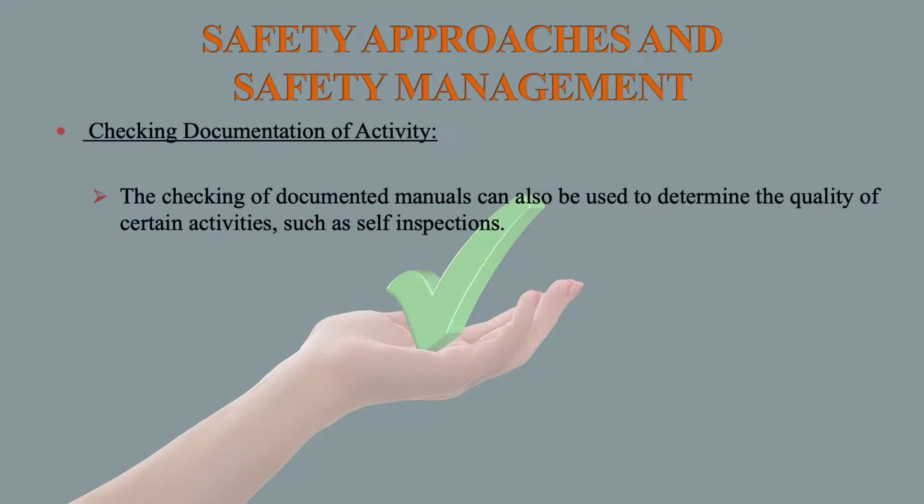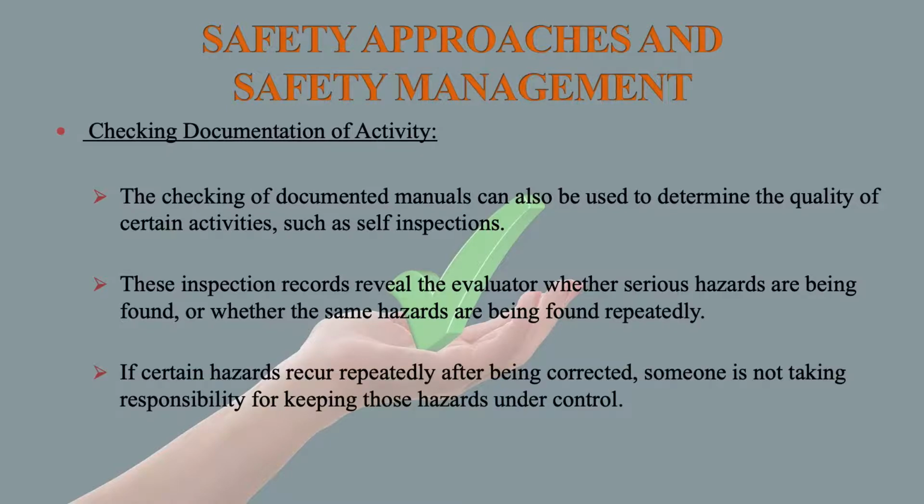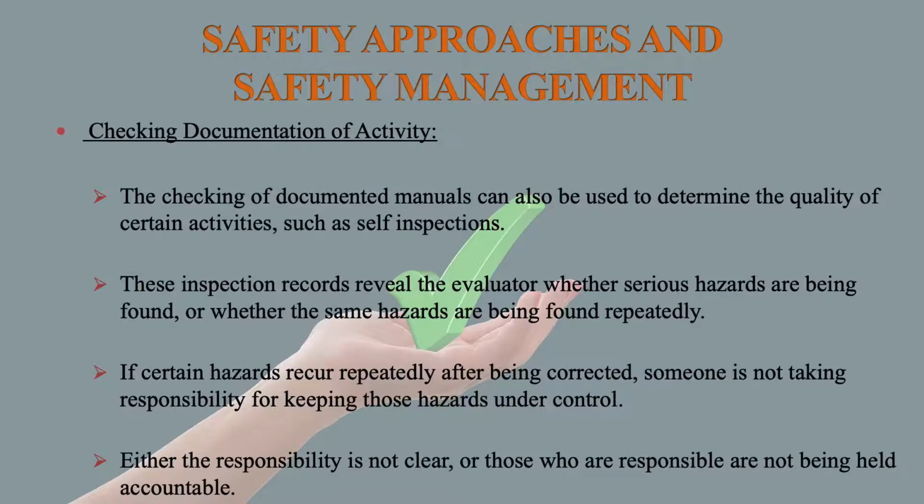The checking of documented manuals can also be used to determine the quality of certain activities such as self-inspection. These inspection records reveal to the evaluator whether serious hazards are being found or whether the same hazards are being found repeatedly. If certain hazards reoccur repeatedly after being corrected, someone is not taking responsibility for keeping those hazards under control. Either the responsibility is not clear, or those who are responsible are not being held accountable.